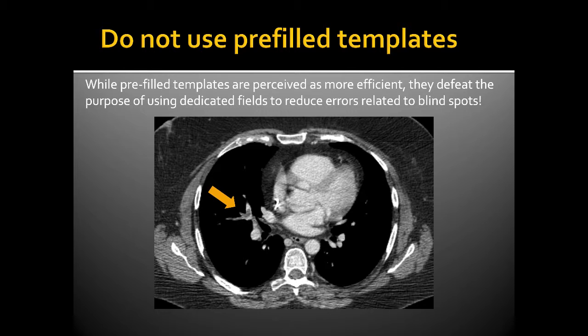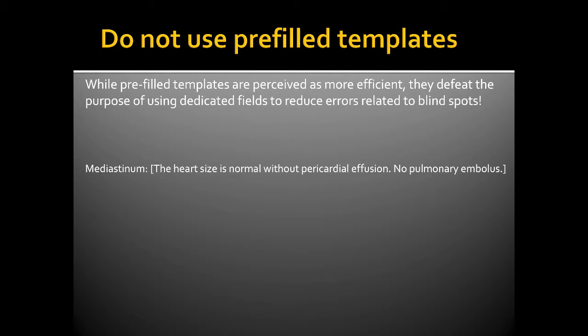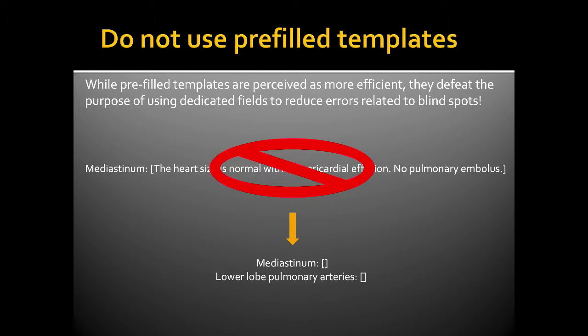While pre-filled templates are perceived as more efficient, they defeat the purpose of using dedicated fields to reduce errors related to blind spots. This is a case I showed in a previous module of a missed pulmonary embolus in a patient with cancer. The template already had no pulmonary embolus pre-filled. You want to get rid of that and have two different fields for mediastinum and lower lobe pulmonary arteries that are blank.